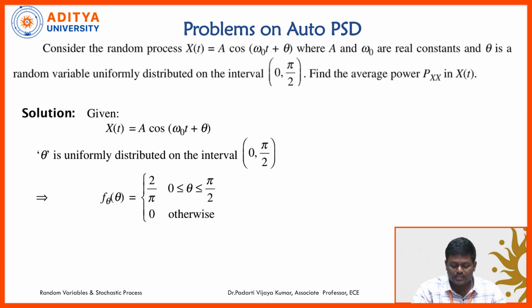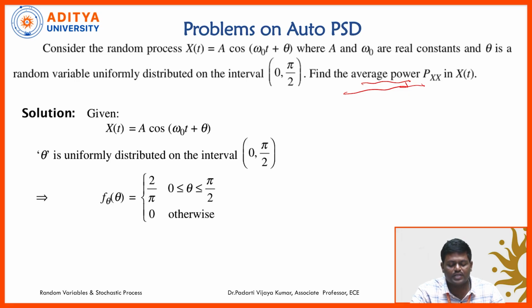So, the mean square value or average power is equal to 1 by 8 watts. And one more problem is given to compute the average power. First we will develop the autocorrelation function. The autocorrelation function at tau equal to 0 gives us the average power.